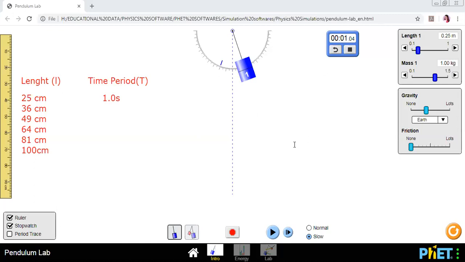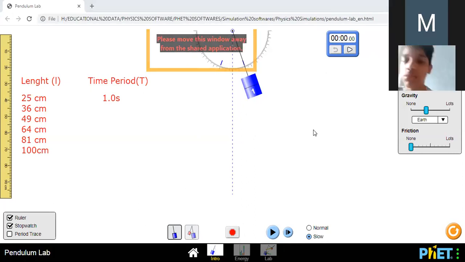What will we do now? I reset it. I reset this as well. Now we will take the length as 36 centimeters. See, I'm increasing the length and the length comes out to be 36. Now I bring it here to the extreme, 20 degrees. So we are always going to keep the amplitude constant. How much will be our amplitude? Our amplitude will always be 20 degrees.